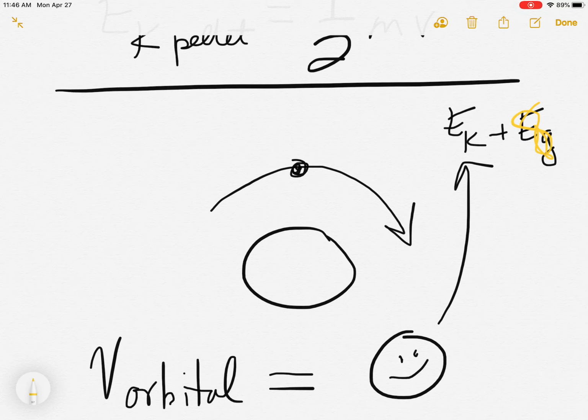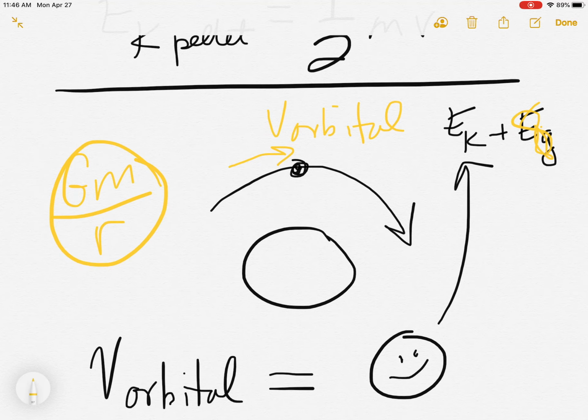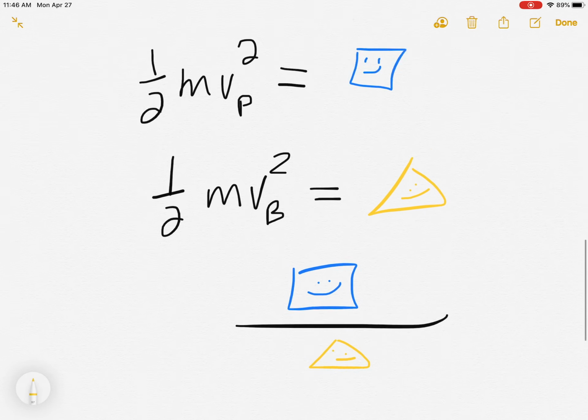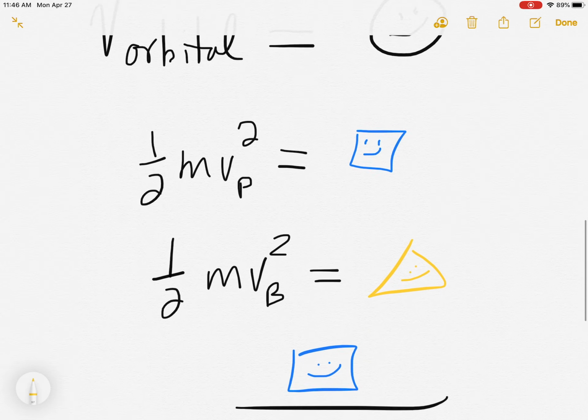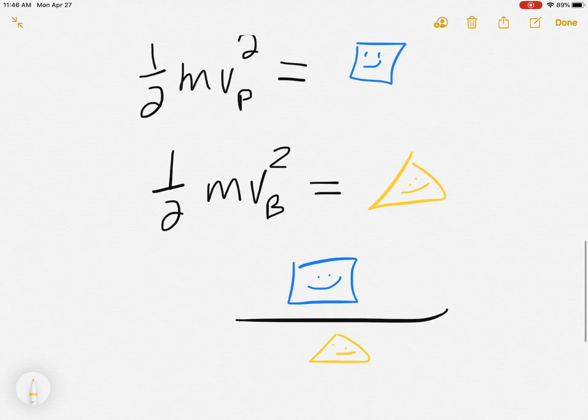So this question is really much simpler than it looks. It sounds crazy, but you don't even have to actually figure out any of the EG that's going on. If you're here at this point going this way, your orbital speed already takes into account that EG because it comes from the same equation, right? You have the G and the M and the R.